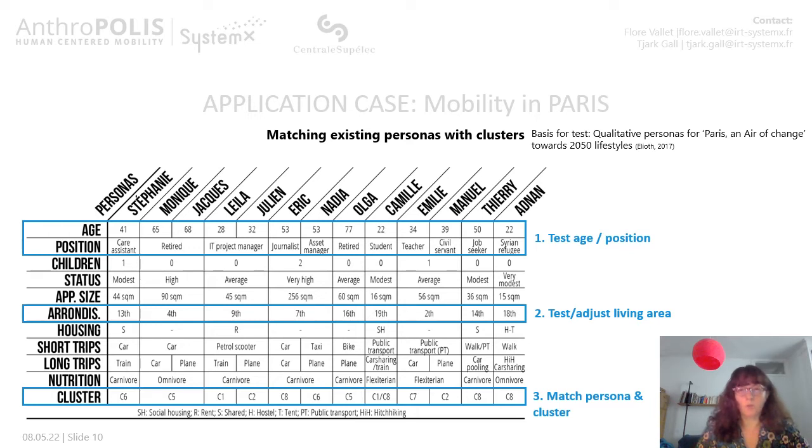So what did we do? We took some qualitative personas which were already generated for an existing study for Paris, and then we tried to match them to the clusters, testing their age and position, adjusting their living area regarding the existing data from the synthetic population, and finally matching the personas to the clusters.